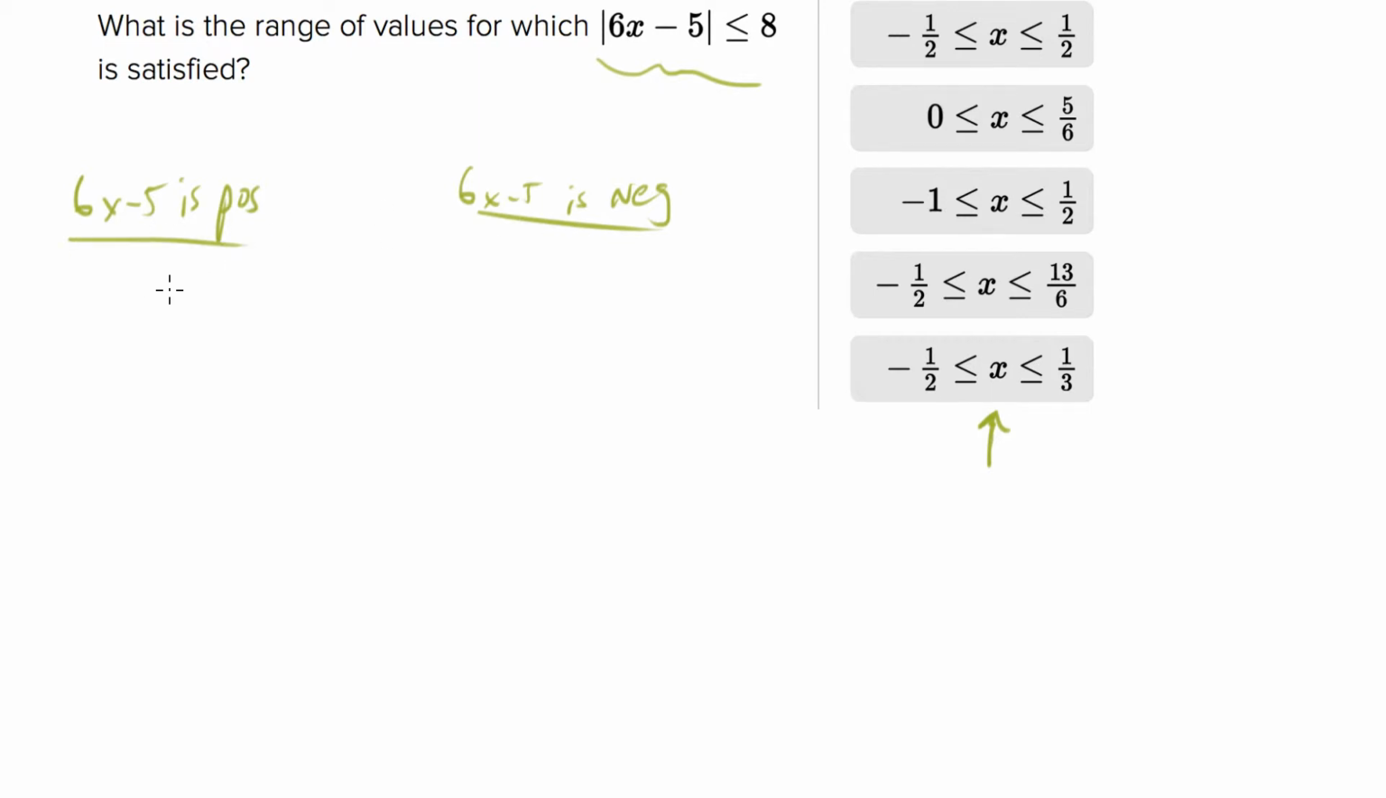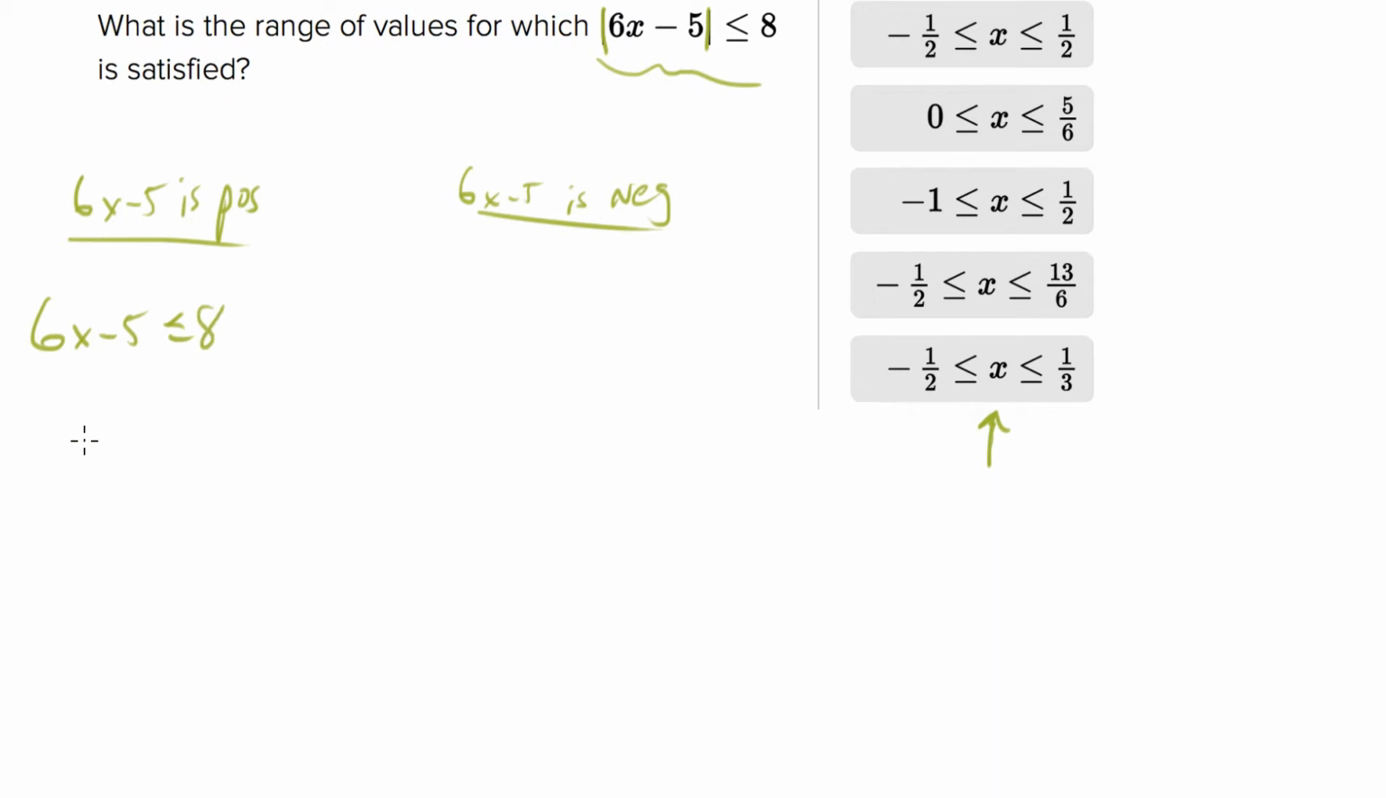Right? In the universe where 6x minus 5 is positive, the absolute value sign does nothing at all. The whole purpose of an absolute value is to take the stuff inside of it and make it positive. So if it's a negative number, it strips away that negative and makes it a positive number. So when we're dealing with the universe where 6x minus 5 is already positive, the absolute value sign is doing nothing, which means you can simply rewrite this as 6x minus 5 is less than or equal to 8.